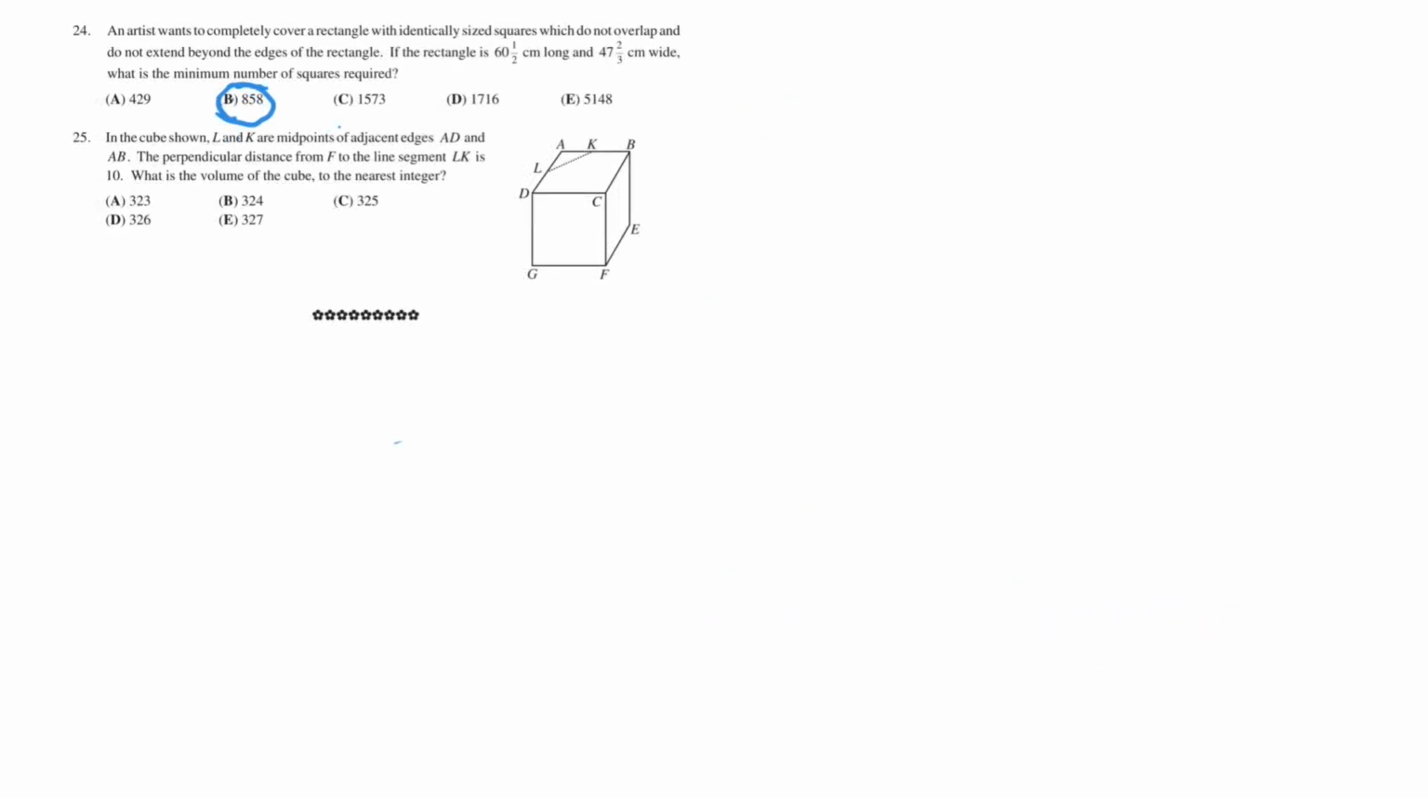Number 25. In the cube shown, L and K are midpoints of adjacent edges AD and AB. The perpendicular distance from F to the line segment LK is 10. What is the volume of the cube to the nearest integer?